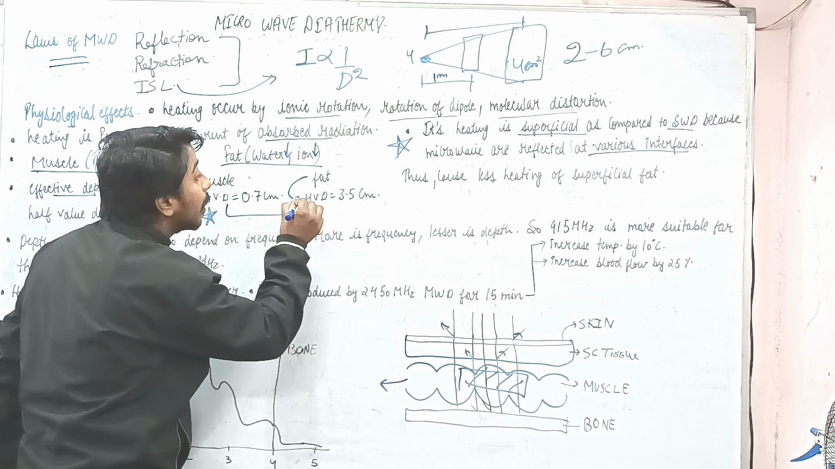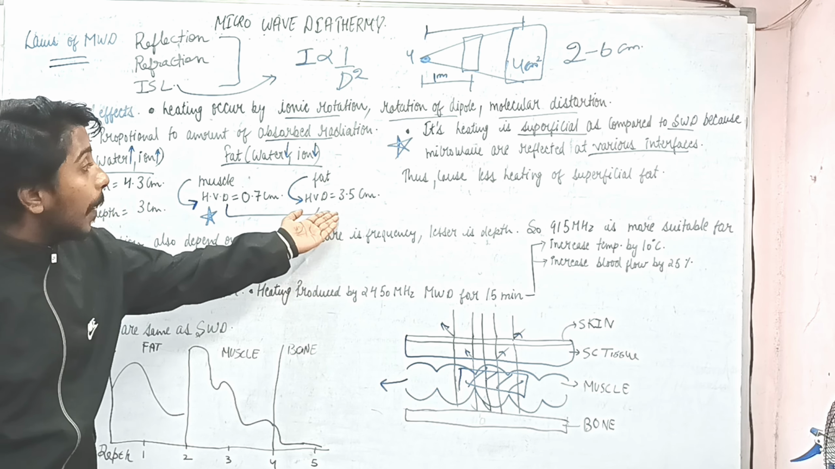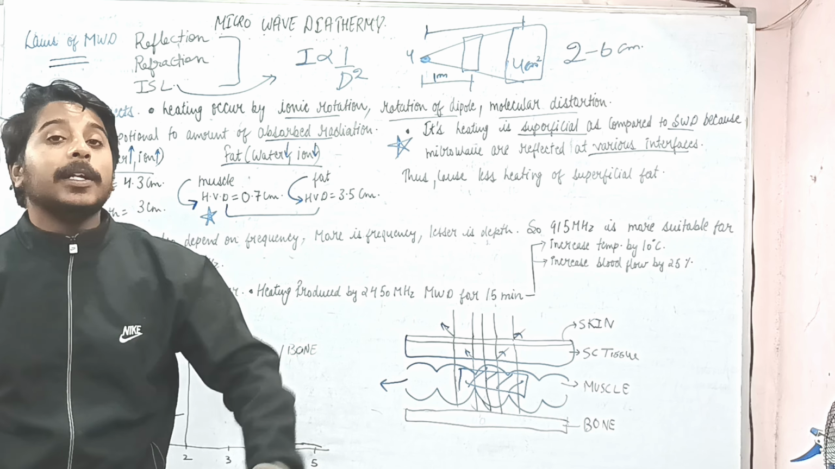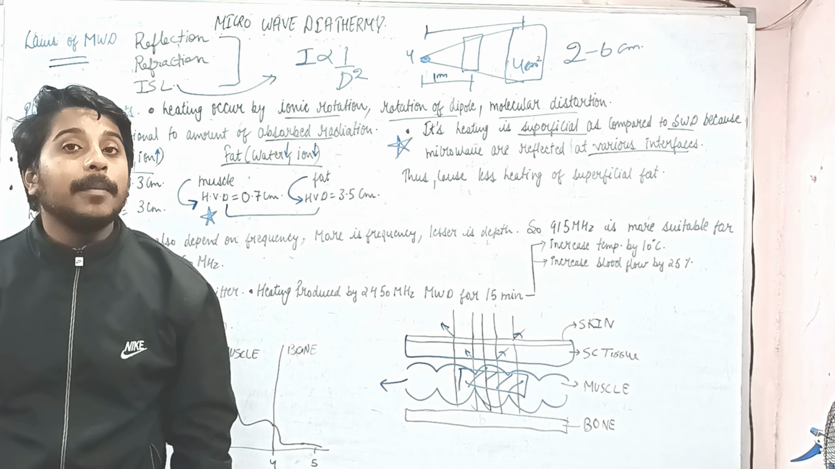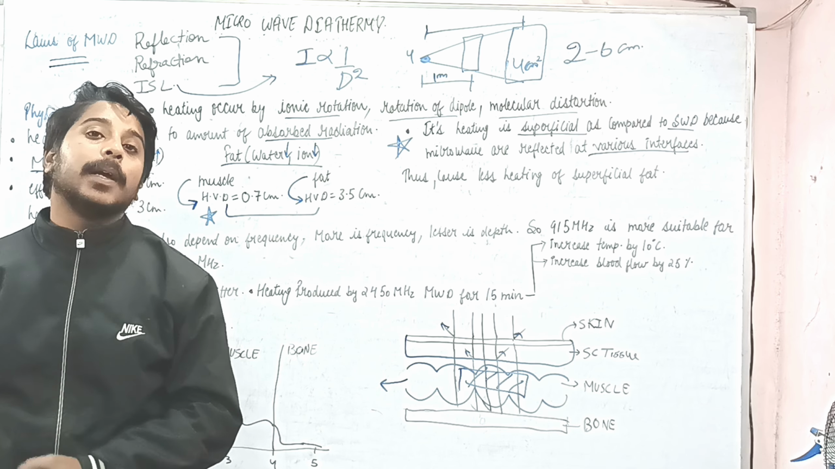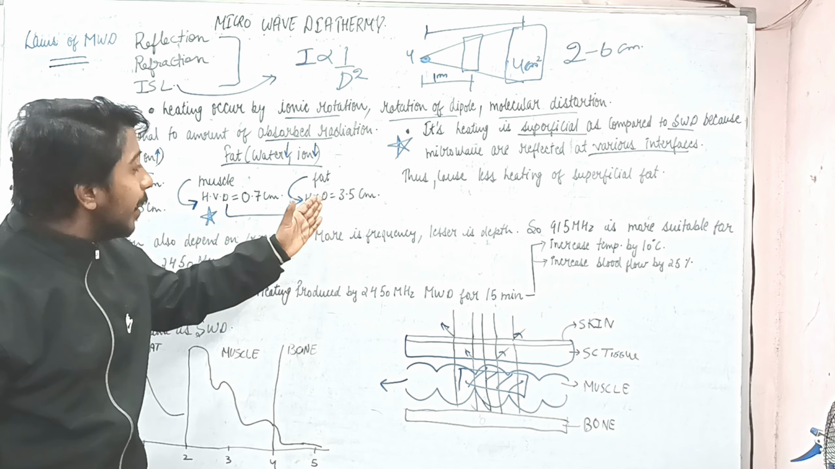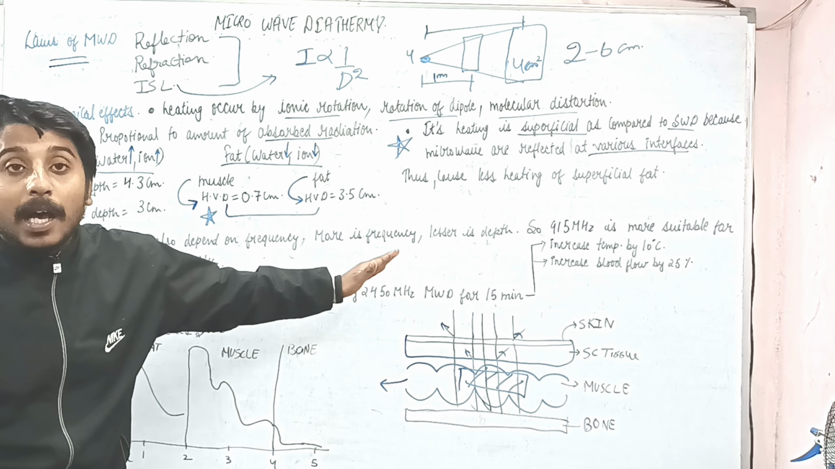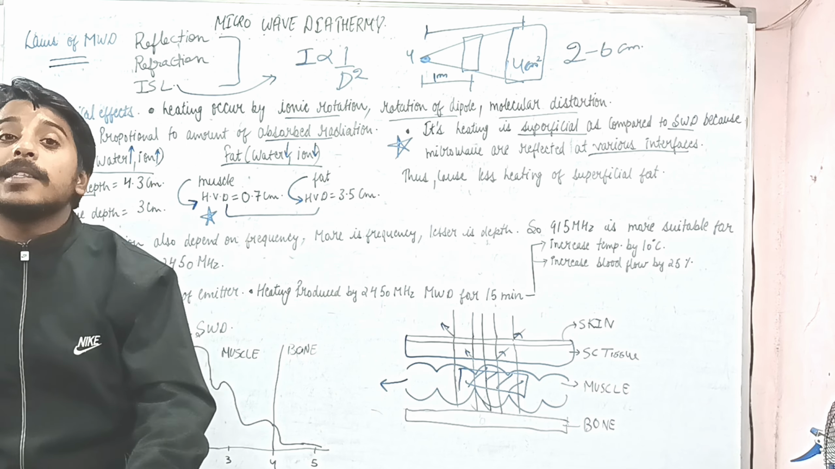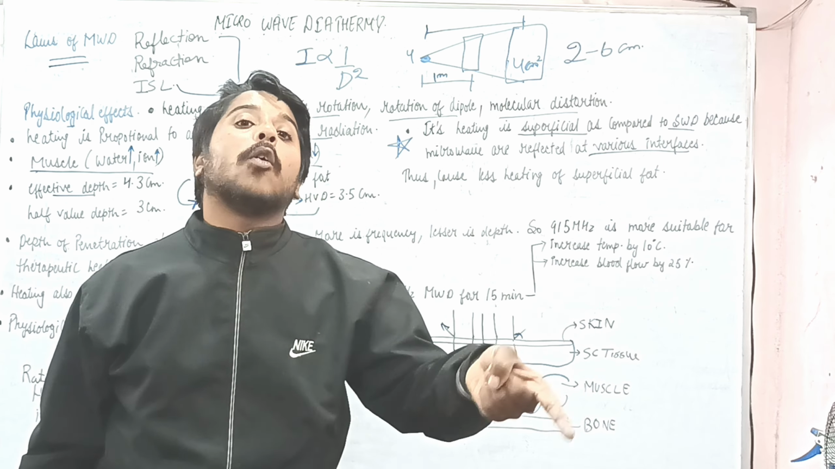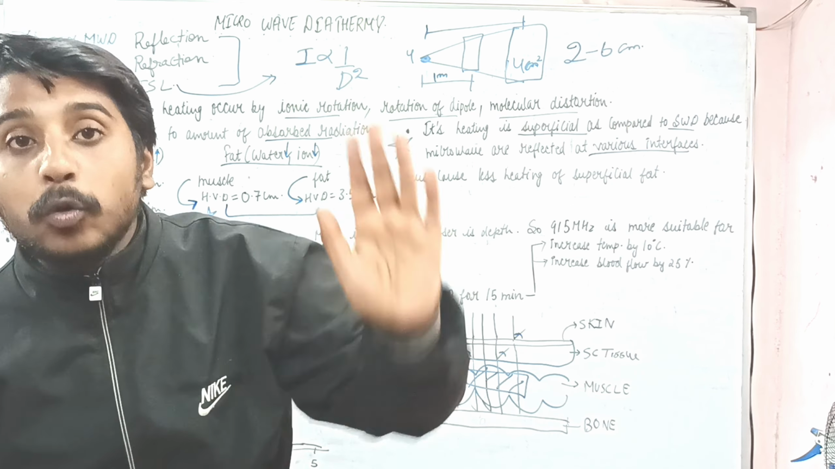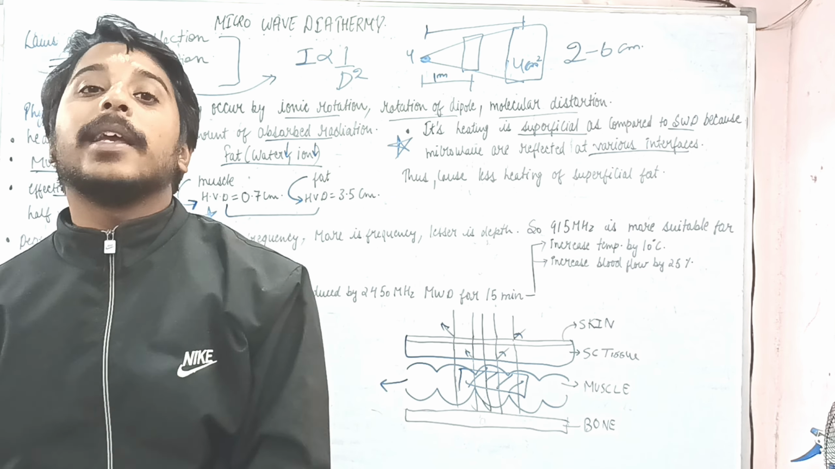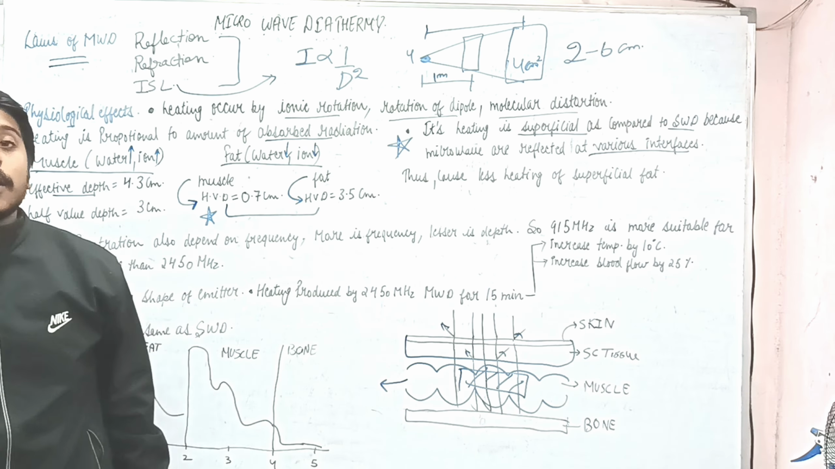But in fat, you can see half value depth is 3.5 centimeter. It can go through the fat 3.5 centimeter, and only going that deep it will lose energy, so less heating will be done in the fatty tissue. This is the advantage of microwave as compared to SWD, that microwave causes less heating of subcutaneous tissue.